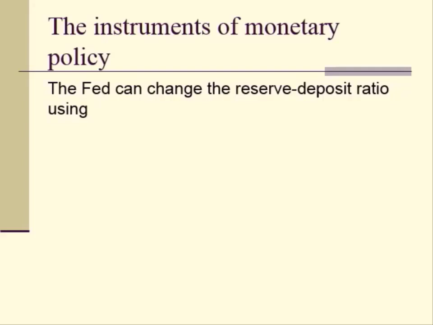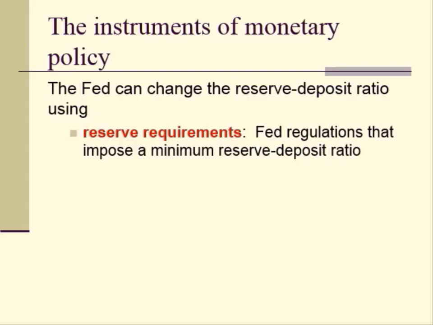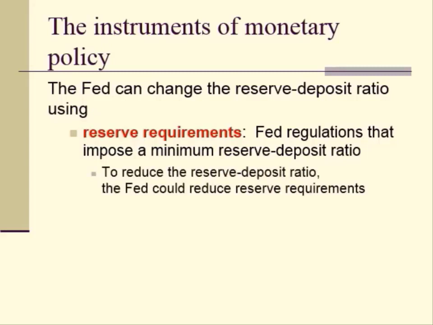Next, the Fed can change the reserve deposit ratio using, first, reserve requirements, that is, the Fed regulations that impose a minimum reserve deposit ratio. So in order to reduce the reserve deposit ratio, the Fed could reduce reserve requirements. This will lead to an increased money multiplier, therefore increasing money supply.